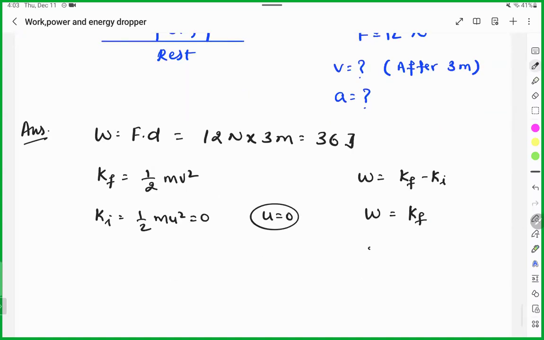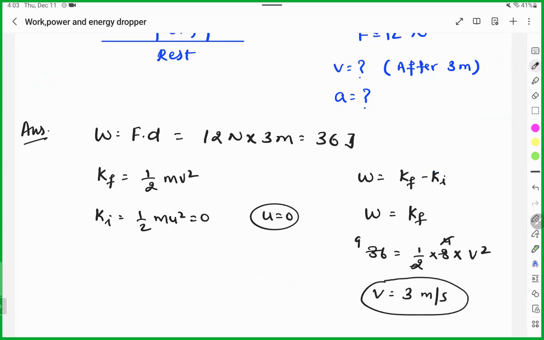What is the work done value? 36 joule. Half, what is the mass value? 8 kg. And velocity you have to calculate. So what will be the velocity value? 3 meter per second. Yes or no, guys? Yes, sir.